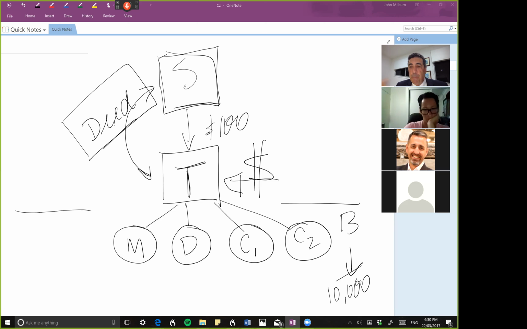Okay. So that's the basic way in which a discretionary trust will work. Now, why would people do that? Why would you go to all this trouble to set up a discretionary trust? And what are some of the advantages and disadvantages?